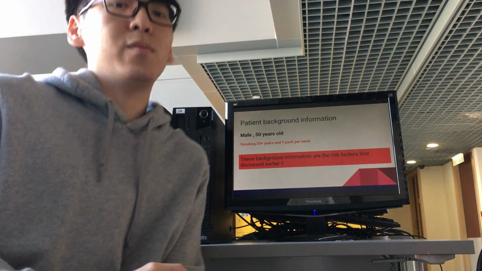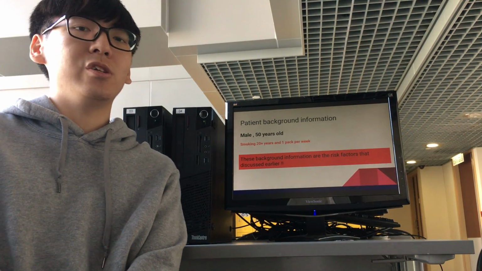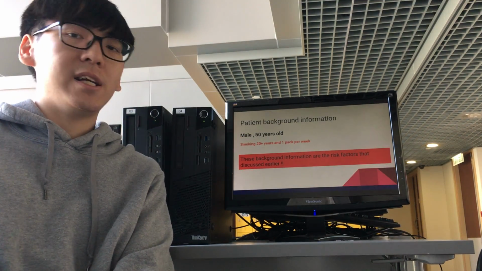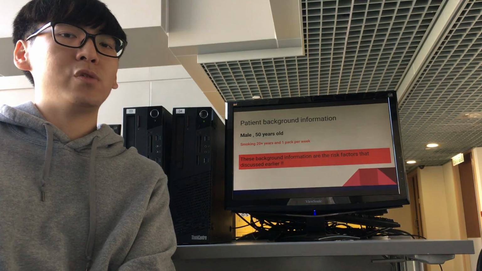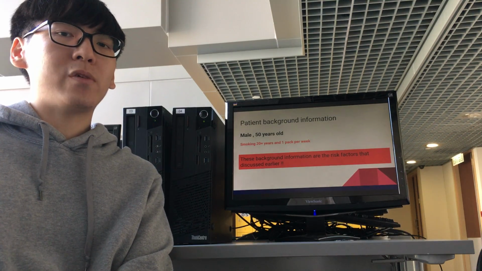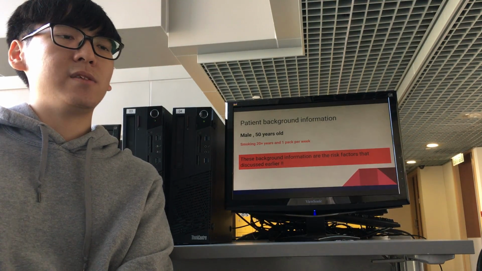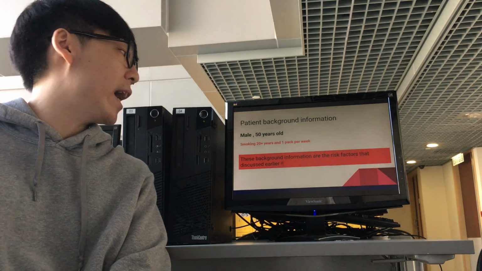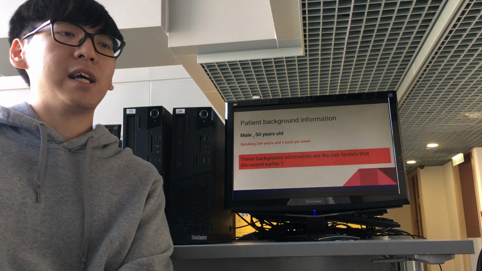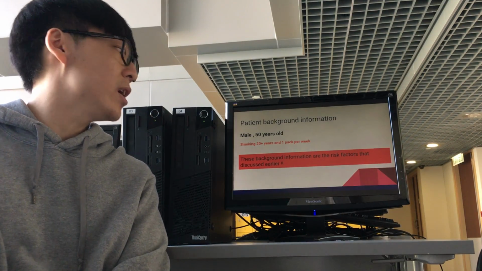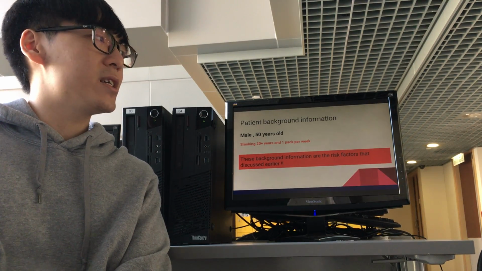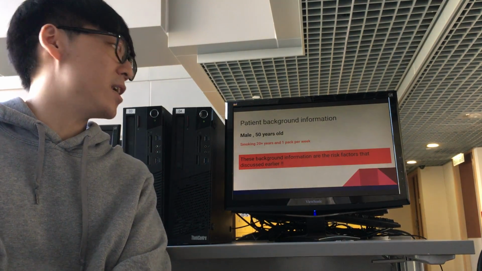So let's discuss more about the patient background information. Our patient is a 50-year-old male, and he has a smoking history of over 20 years, and he smoked 1 pack per week. This background information is very important, as we have already discussed that smoking, and also being male and elderly, are major risk factors for developing lung cancer. So these background factors are the risk factors that we discussed earlier, and he is very suspect to develop lung cancer.